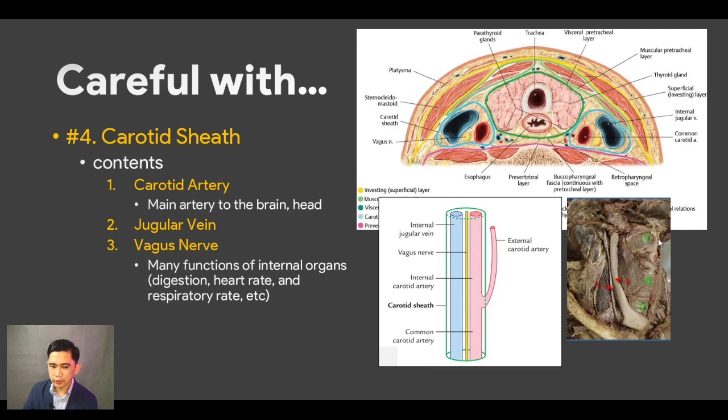In the cadaver, this is a very big one. This is the jugular vein, and the carotid artery is this one. The vagus nerve is not seen here. The jugular vein is also where the vampires tend to suck blood, no? In this area.